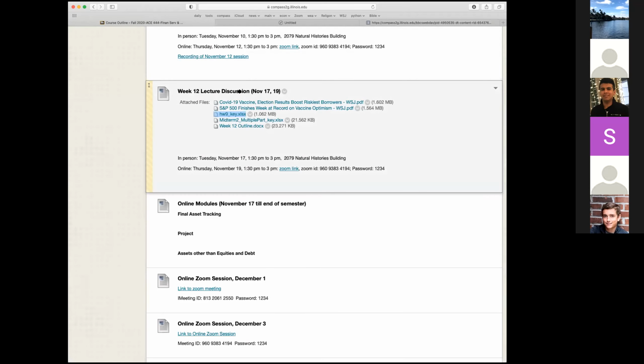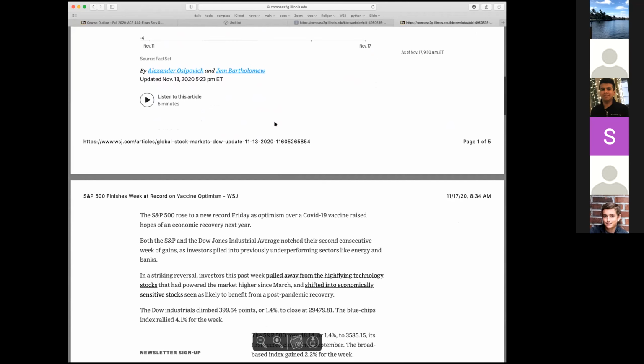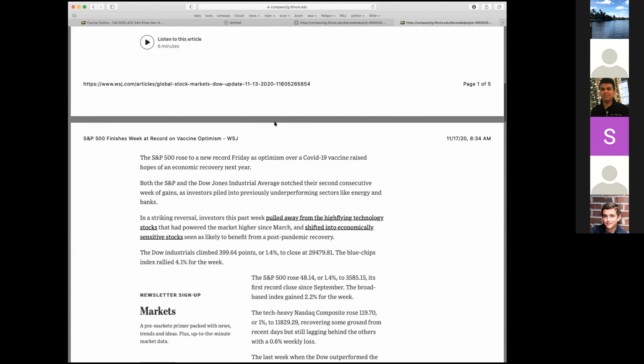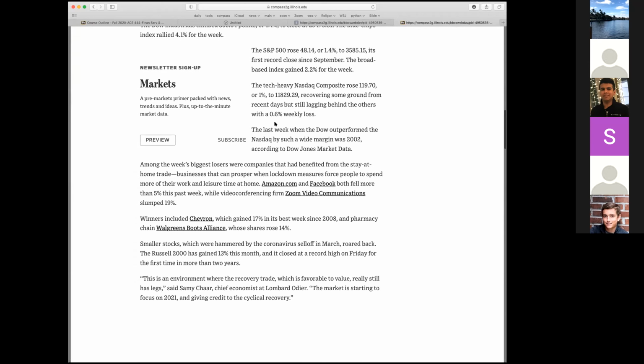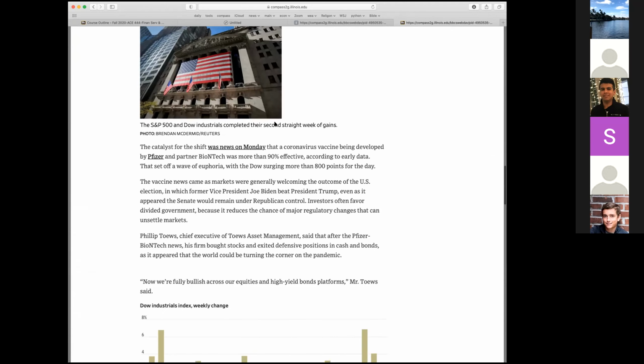And the other article that I put up there is from this week on how the COVID-19 vaccine raised hopes of an economic recovery next year. So we are all hoping on next year being a great year. There you go. We will see whether that all happens or not. If you don't have any questions, I am going to turn this over to Enrique, and he can take it away on the midterm.